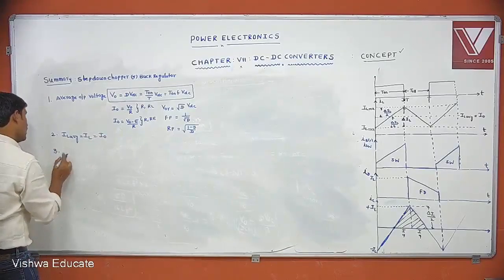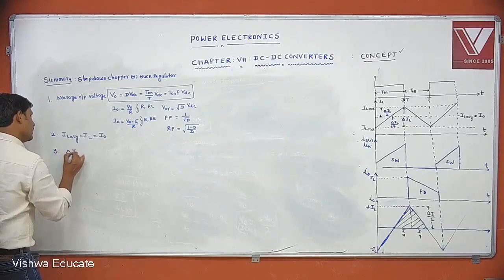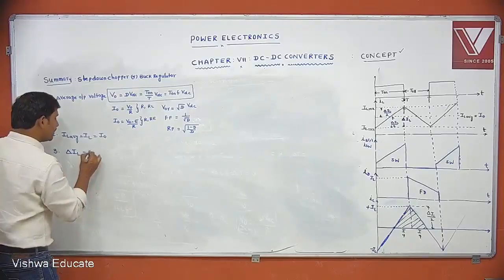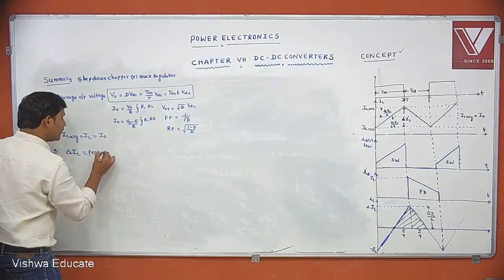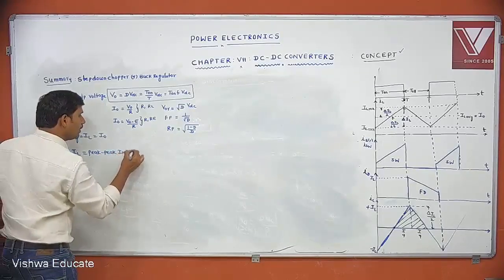Third one: what is delta IL? Delta IL equals the peak to peak inductor ripple current.